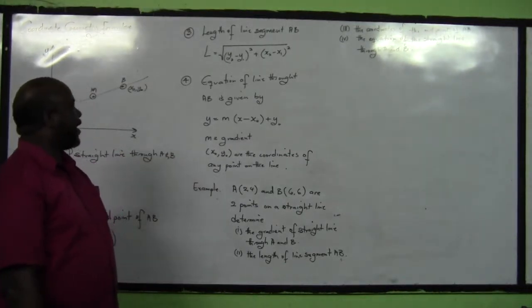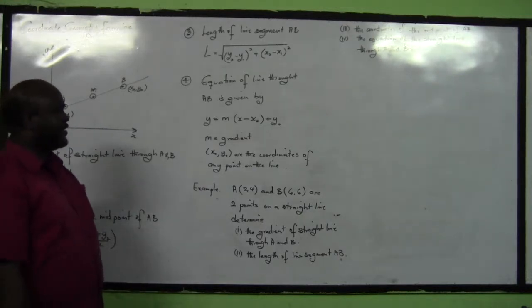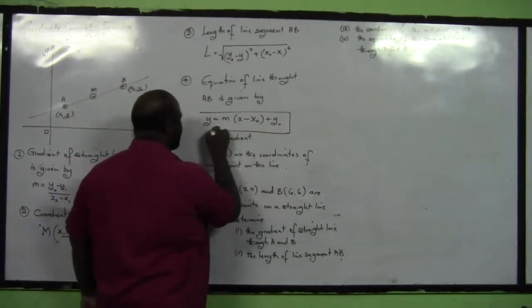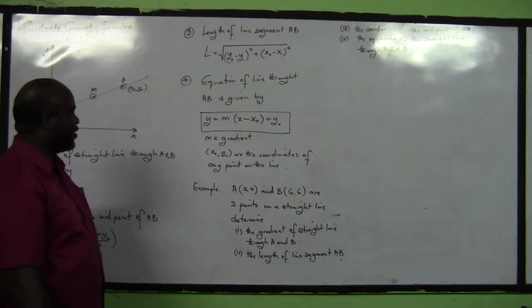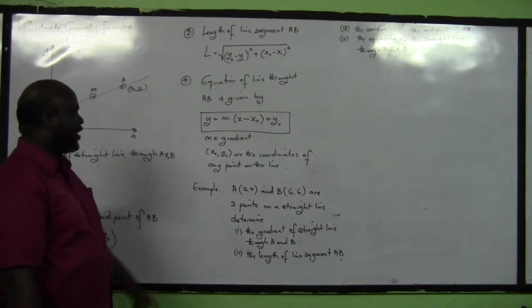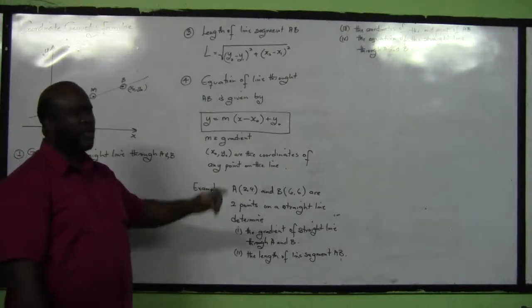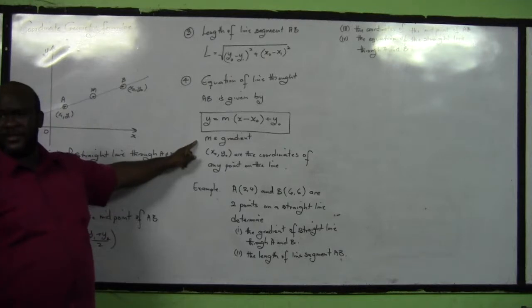Lastly, the equation of the line through AB is given by the formula. So this is the formula for a straight line: y is equal to m into x minus x naught, plus y naught, where m is the gradient.